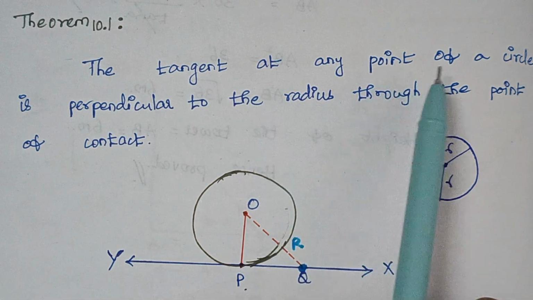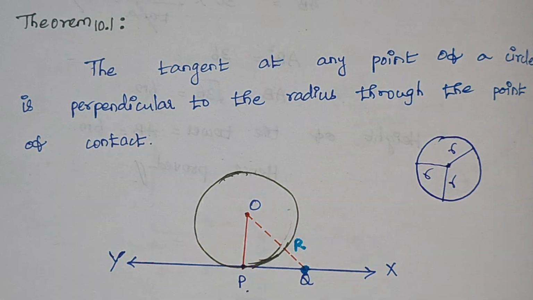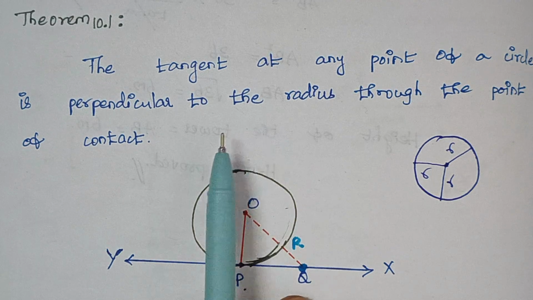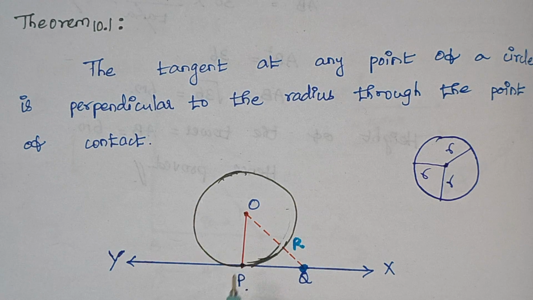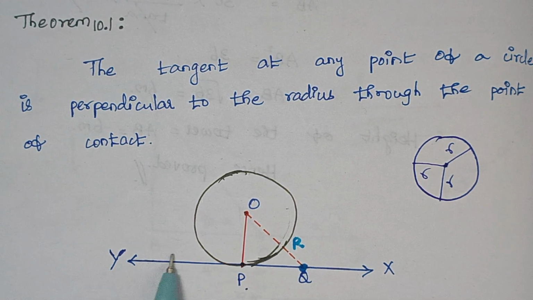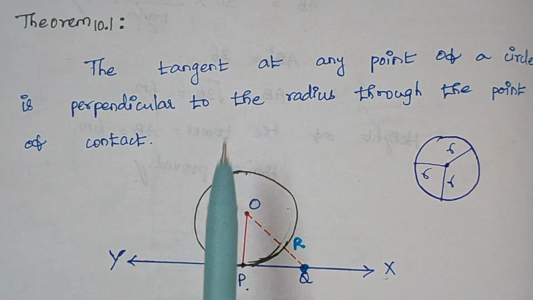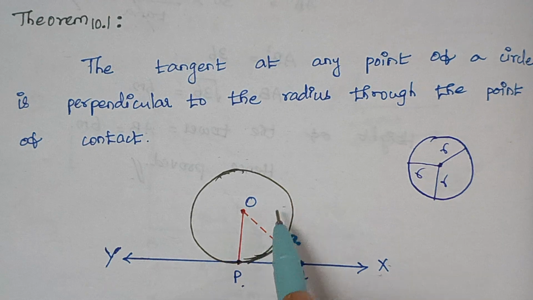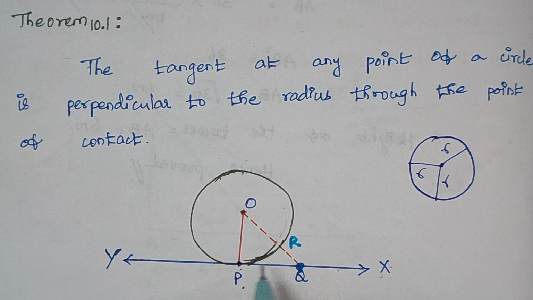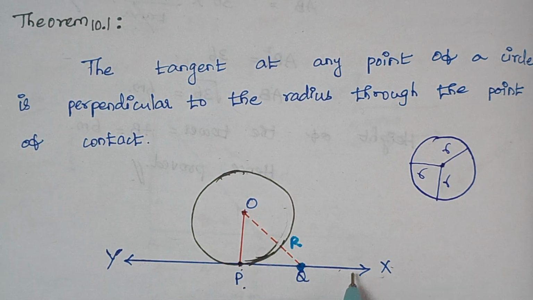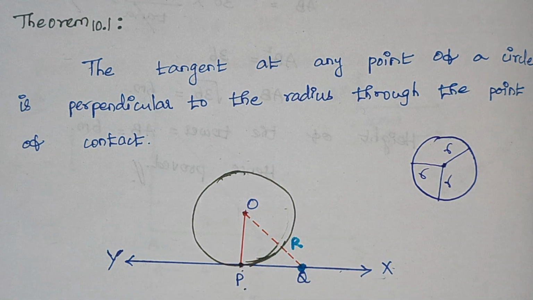The tangent at any point of a circle, this is the tangent, is perpendicular to the radius through the point of contact. So here the thing is, the tangent at any point of the circle is perpendicular to the radius. So this is the tangent and this is the radius. We have to prove that this line and this line are perpendicular, that is, radius and tangent are perpendicular through this point of contact, right?